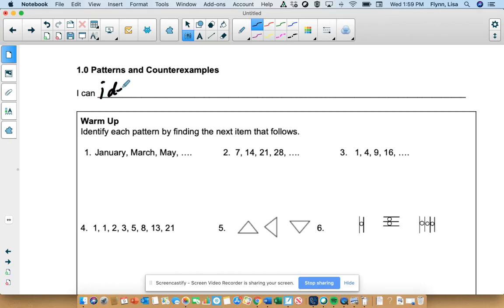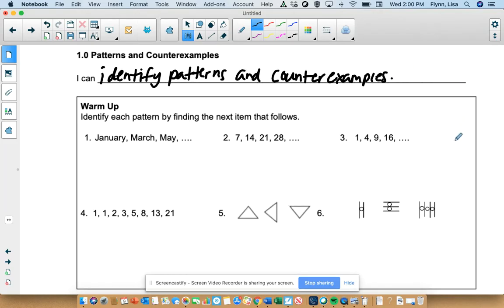So our learning target: I can identify patterns and counterexamples. So let's go ahead and take a look at some of those examples below. This is just a starter because obviously you guys know how to identify patterns by now. Math is really just all patterns.